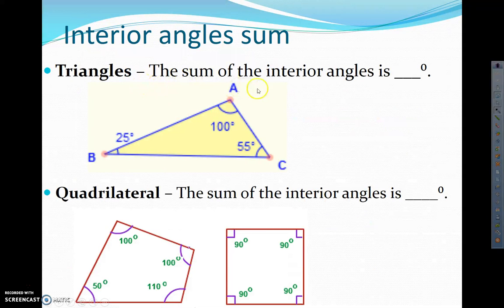Interior angles of a triangle always add to, well, this is where you could pause and check this. 25 plus 100 is 125. 125 plus 55 is going to be 180. The interior angles of a quadrilateral, a 4-sided closed shape, is going to be, well, we could check this. Here's a perfect square with 90, 90, 90, 90. 4 times 90 would be 360. And also, if you check this with a shape which is a quadrilateral but not necessarily a perfect square, 100 plus 100 is 200. 200 plus 110 is 310. 310 plus 50 is 360.